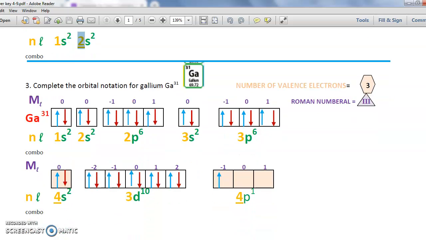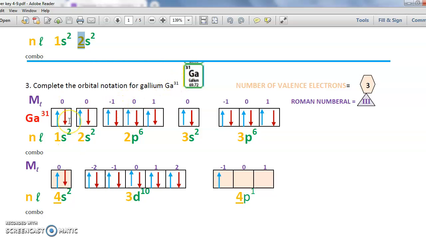Next one they're asking us to do is gallium. I look on the periodic table. Gallium has 31 for its atomic number, so gallium has 31 electrons as well. Atomic number of 31 means 31 protons. It has to have an equal number of electrons when it starts.